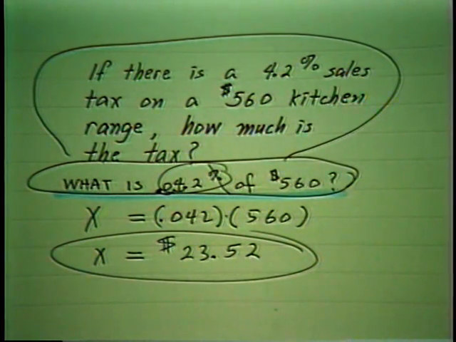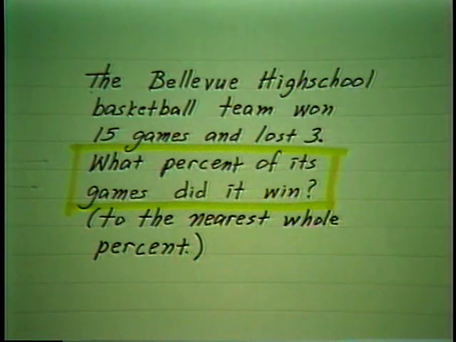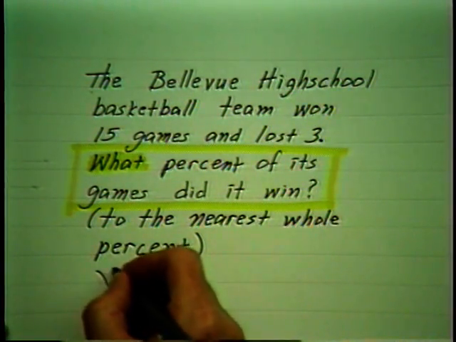Again, the secret lay in our being able to state in a simple sentence what the original person stated in more words. Now in this problem, they did once again state the simple sentence for us if we can see it. The Bellevue High School basketball team won 15 games and lost 3. What percent of its games did it win? To the nearest whole percent. Now, can you find the simple sentence of the problem there? There it is. Now let's begin to translate that word by word. The what is my unknown.